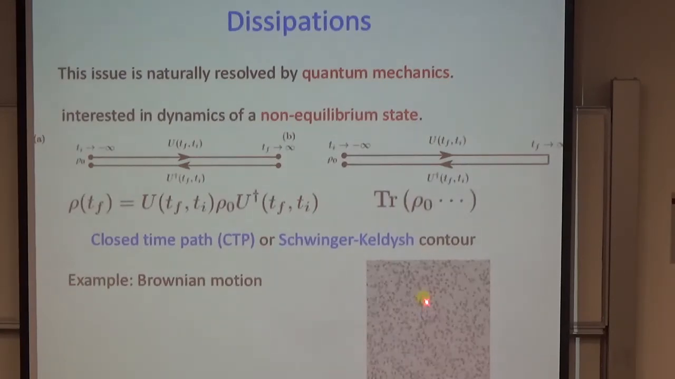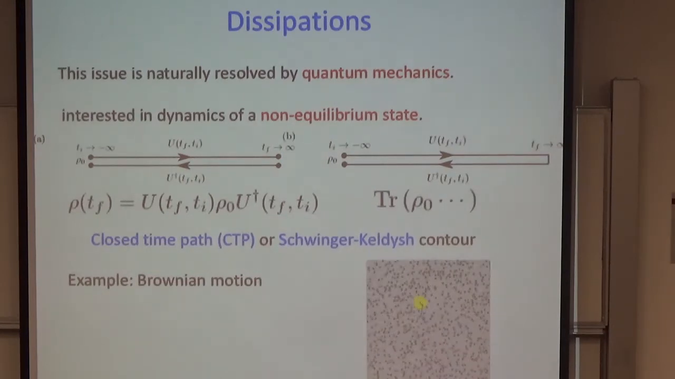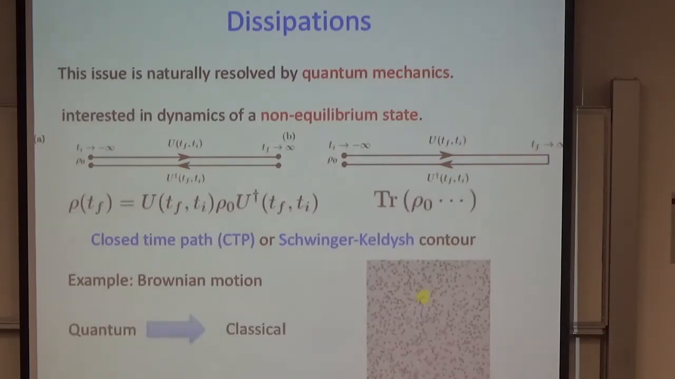In Brownian motion, you have some heavy particle in a bath, and if you put the whole system on this kind of double contour and integrate out the bath, then you get the dissipative action for this heavy particle. And then if you're interested in the classical regime, you just take the classical limit. That gives you a natural formulation, even of a classical dissipative action. It's better to start with the quantum regime.